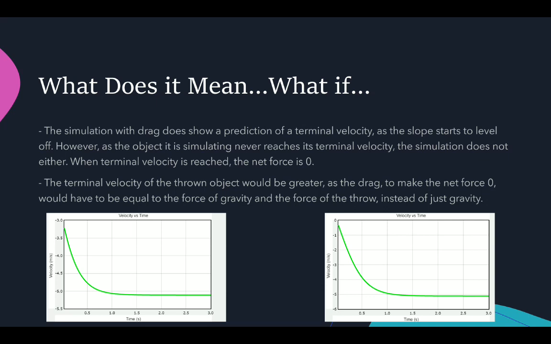When terminal velocity is reached, the net force on the system is 0. And the terminal velocity to throw an object has to be greater, as the drag would have to equal both the force of gravity and the force of the throw, which is seen in our throwing velocity versus time graph on the left.